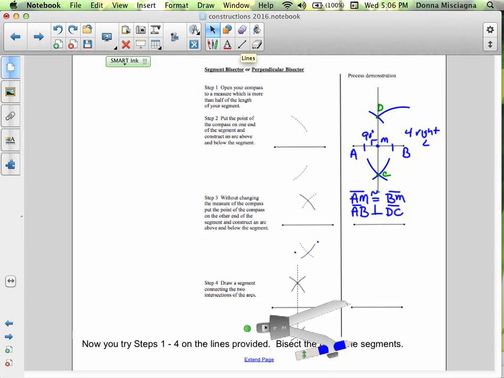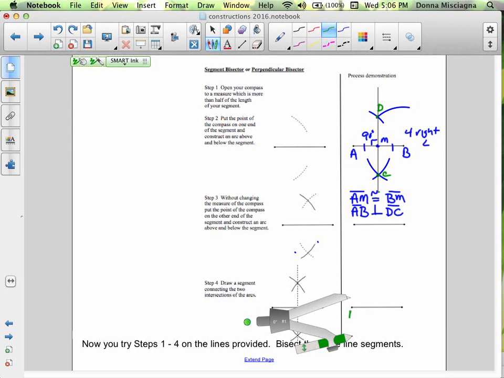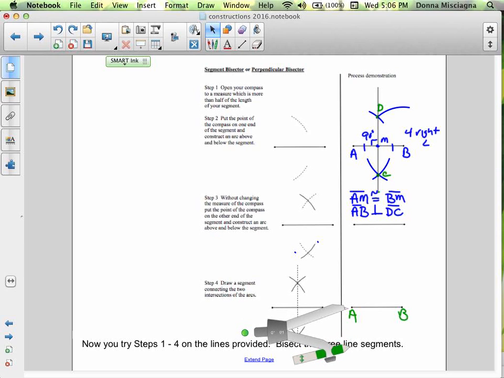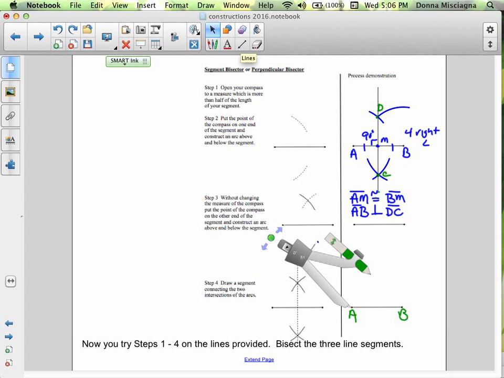Right, so again, I wanted to label them A and B. Again, we're going to put the compass on A. It's easier for me to draw the one above than below from here. So I need to make sure, first of all, that my compass is open more than halfway. That's fine.